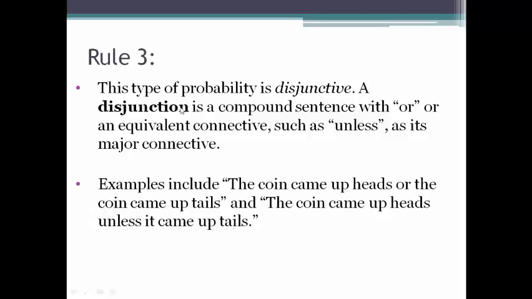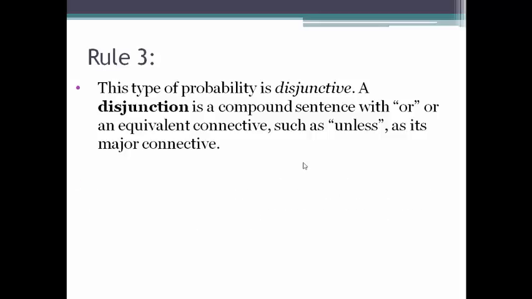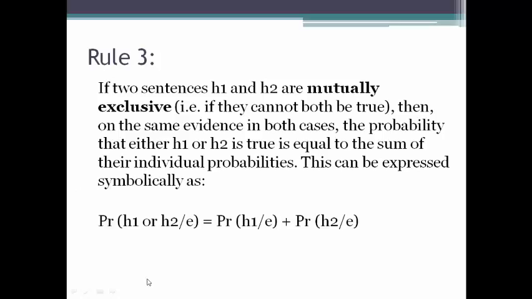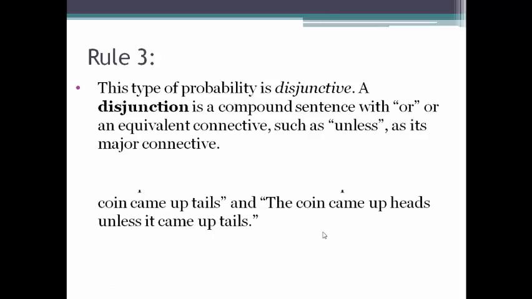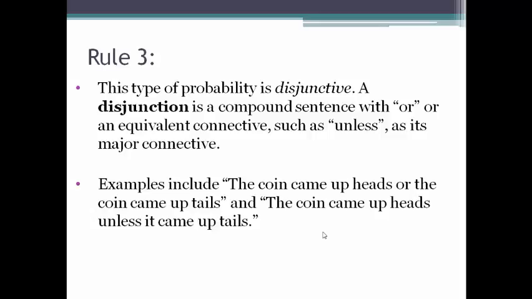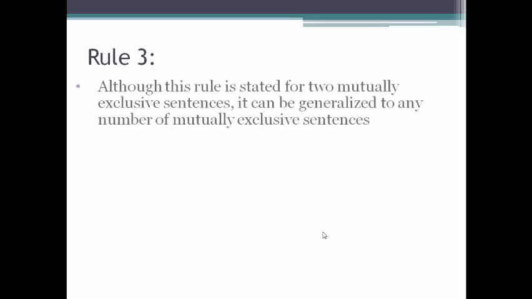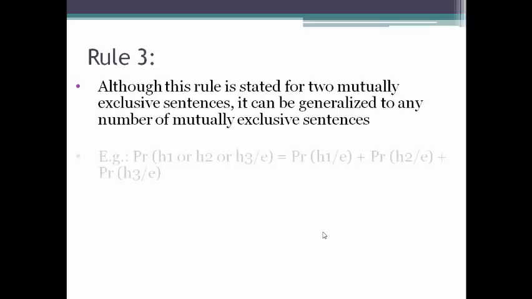So what's important about the disjunction is it's going to be one or the other, but not both things. Because if it wasn't that type of situation, this formula wouldn't work appropriately. So it's got to be a case of a disjunction where it's one out of a set of things, but not both or all. The rule we had was stated for 2 mutually exclusive sentences, but it can be generalized to any number of mutually exclusive sentences.